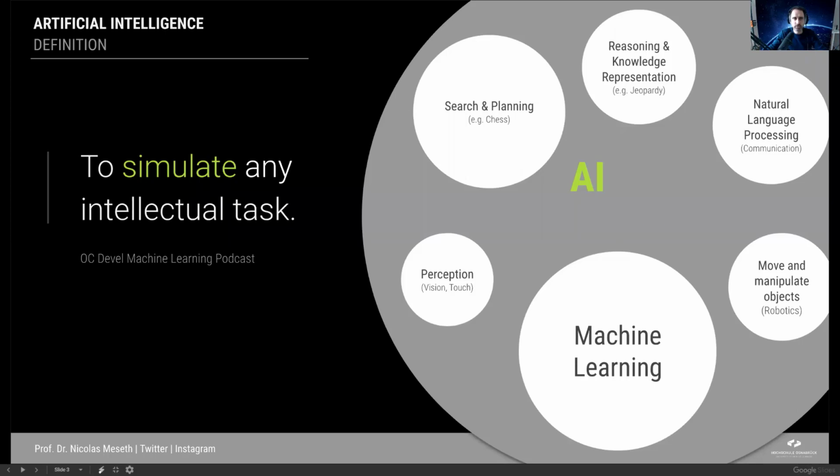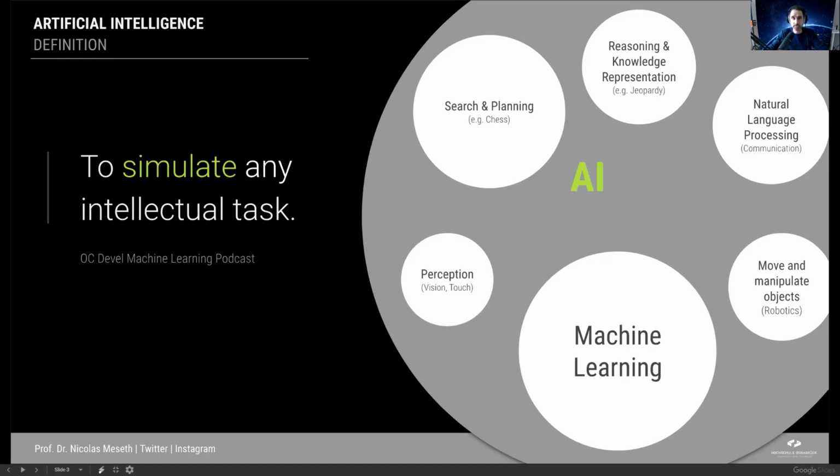So if you want to define the term artificial intelligence, you will often find many different definitions for that. Artificial intelligence is, I think, a very special case where there exist many different definitions. And so I don't want to list all of them here. I just want to give you one example, which I think is very broad, and it covers many of the things that we actually do with AI, and it simply says AI is to simulate any intellectual task. So this is very broad.